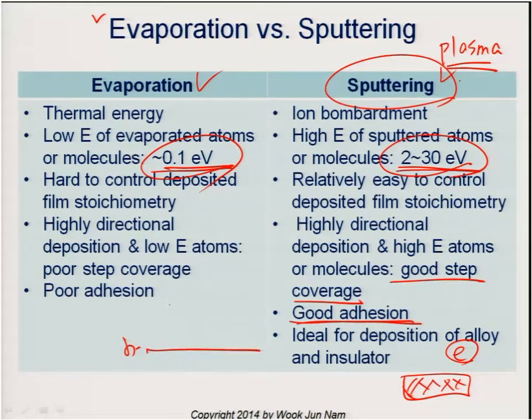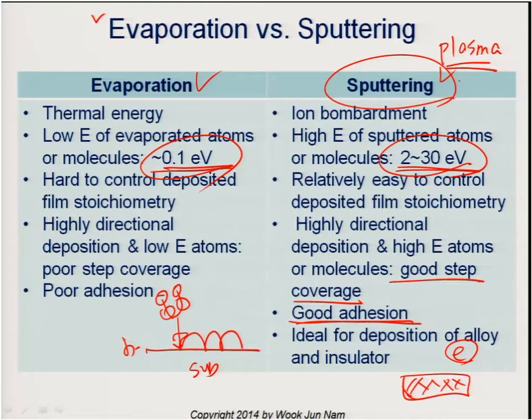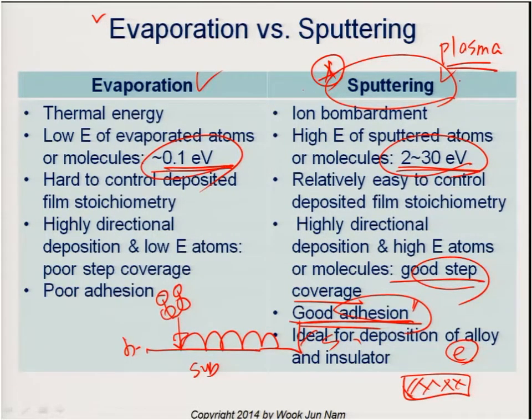So when those vapor phase molecules land on the substrate, they have more energy to hop around on the surface of the substrate. That is why it can have much better adhesion and better step coverage. That is why the sputtering technique is much more popular in the chip making industry.